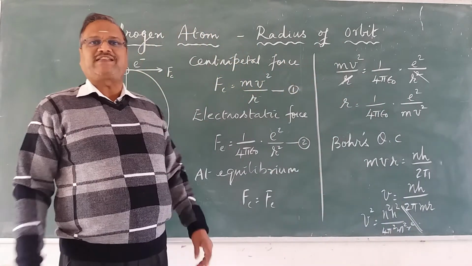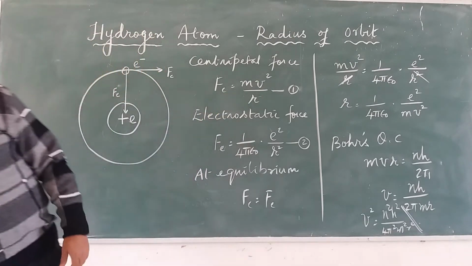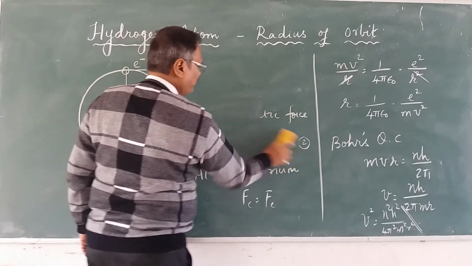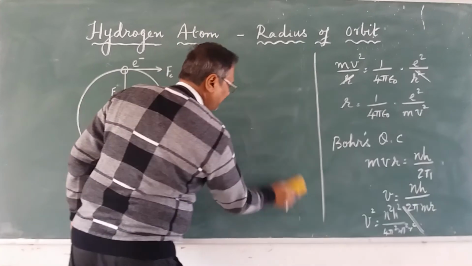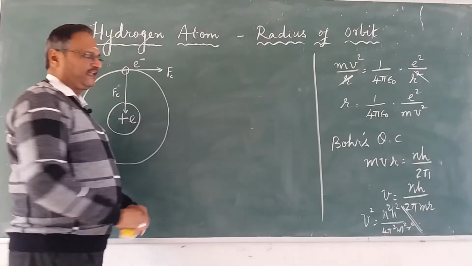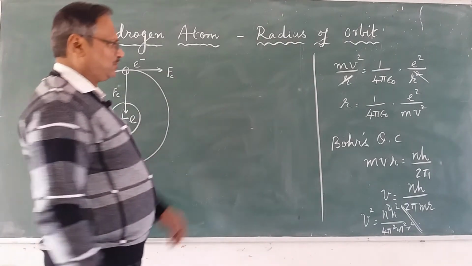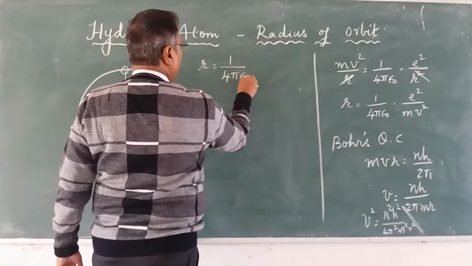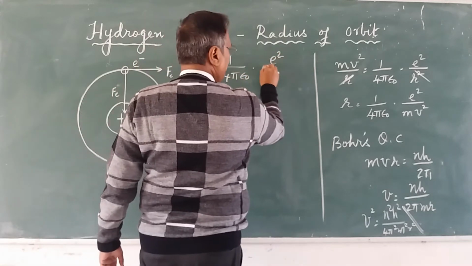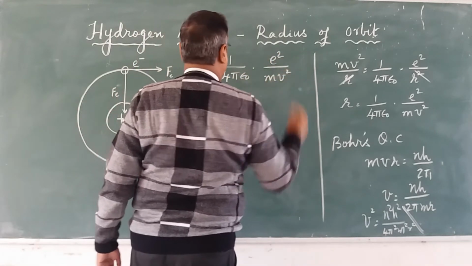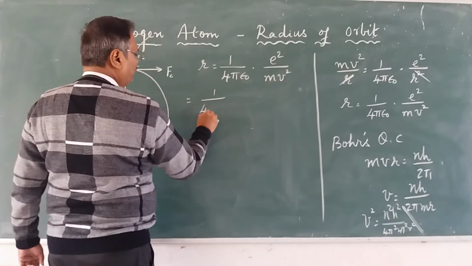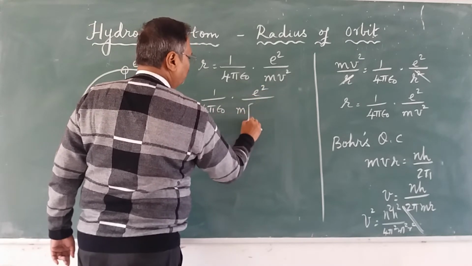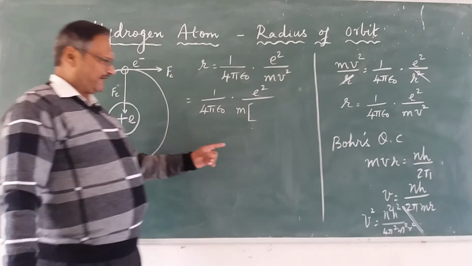Mere substitution will cancel so many factors, right? So let me move on from here. I compared the centripetal force with the electrostatic force, and then I brought in Bohr's quantization condition. So now I have the equation r is equal to 1 upon 4 pi epsilon naught into e square upon m v square, which is equal to 1 upon 4 pi epsilon naught into e square upon m multiplied by v square.